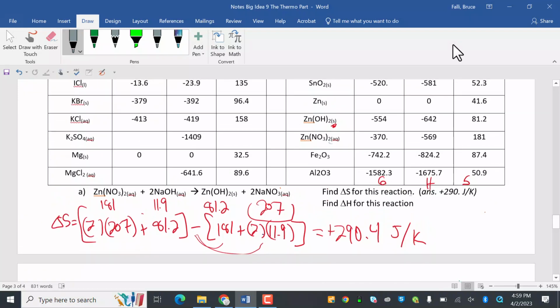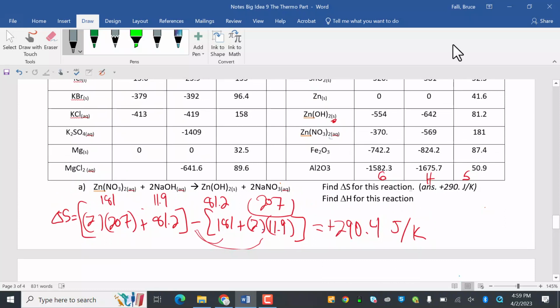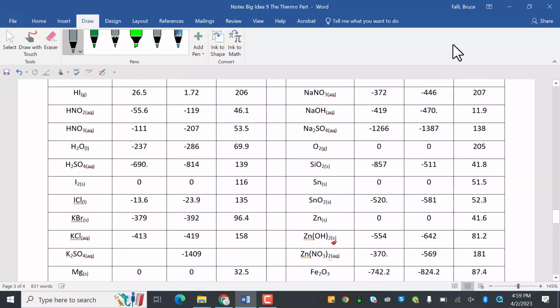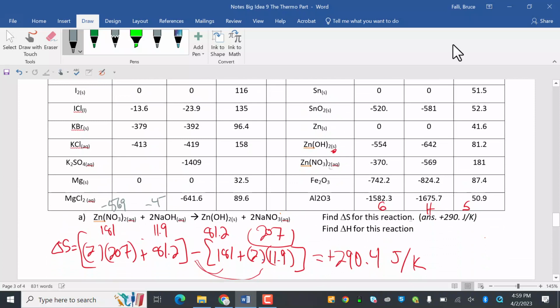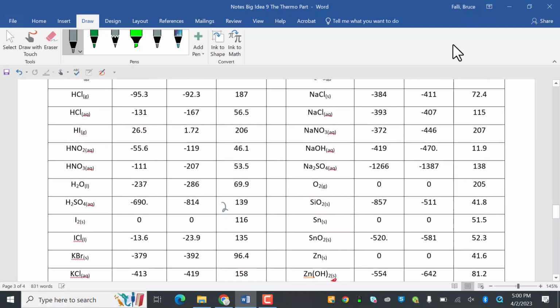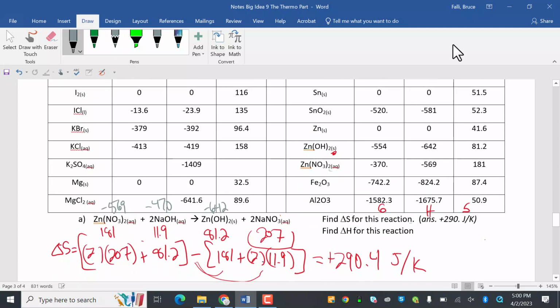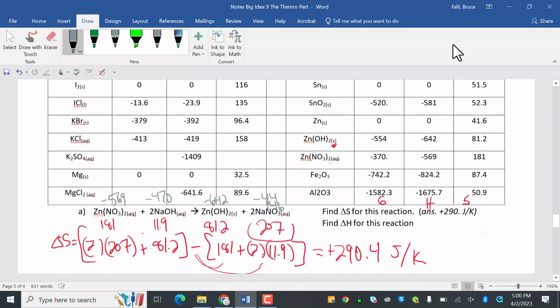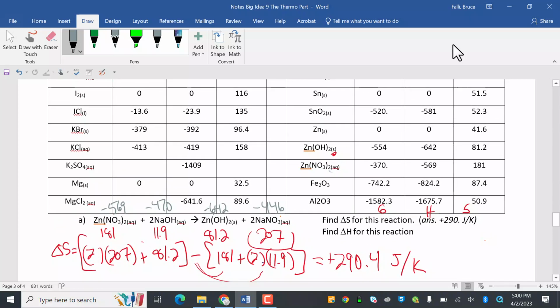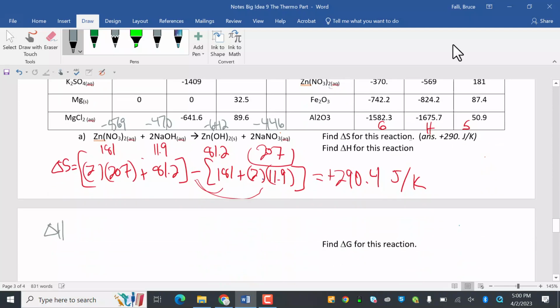So let's take a look at zinc nitrate: negative 569. NaOH, negative 470. Zinc hydroxide, negative 642. And NaNO3, negative 446. Exact same deal, products minus reactants. Delta H is going to be my products, 2 times negative 446 plus my other product, negative 642, minus negative 569 plus 2 times negative 470.